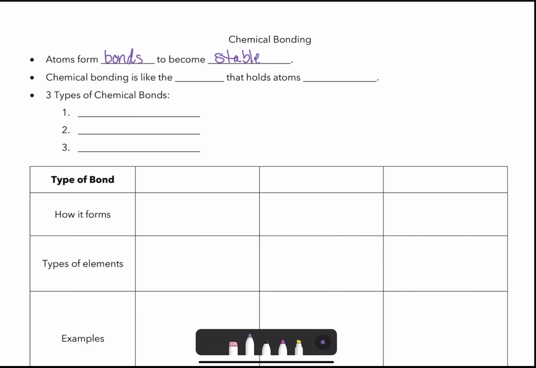So atoms want to become stable. And part of that stability that they want is having 8 valence electrons. That's called the octet rule. If you remember from last unit, they really want to have those 8 valence electrons to become stable. So a little poetry for us here, a little simile: chemical bonding is like the glue that holds atoms together. So if you have that sodium and the chlorine in sodium chloride, that chemical bonding is what's holding it together.